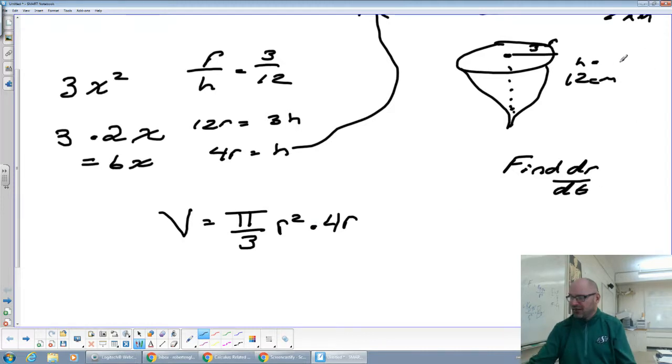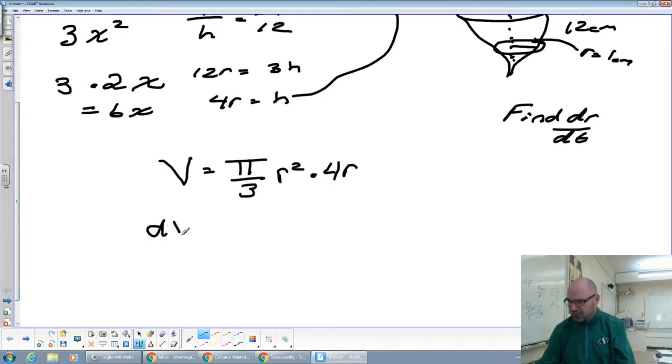Now, since we have dv/dt is 40 cubic centimeters a minute, we can find the relationship for dr/dt. They might ask how fast the radius is rising when the radius is a certain amount. Let's say when the radius is 1. So they want to know it at a certain point when the radius equals 1 centimeter. So dV/dt represents how fast the volume is changing with respect to time.